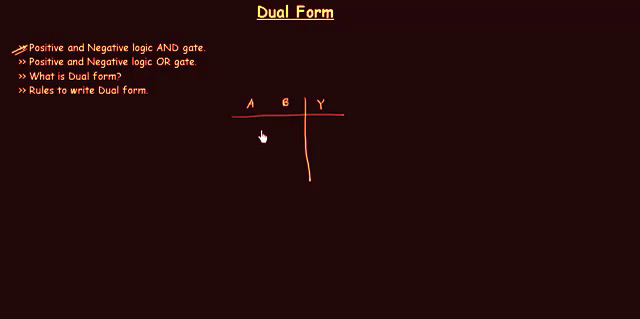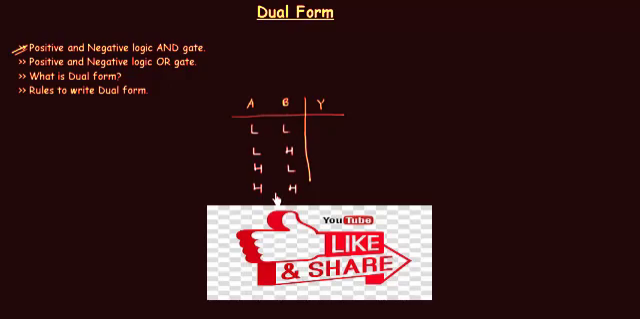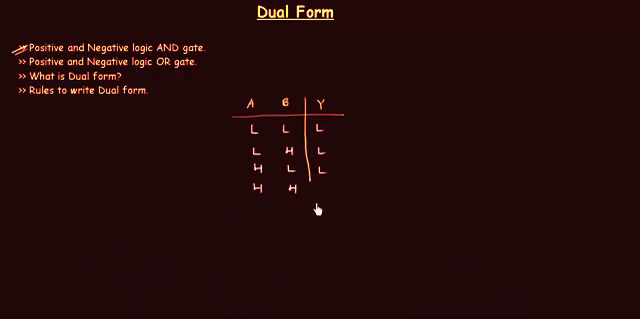So we have 4 possible combinations because we have 2 inputs, and the first combination is low, low, when both the inputs are low. Then we have low, high, high, low, and finally we have high, high. So these are the 4 possible combinations, and the output will be low, low, low, and high. So this is the simple AND gate. Now we have to find out positive logic AND gate and negative logic AND gate.